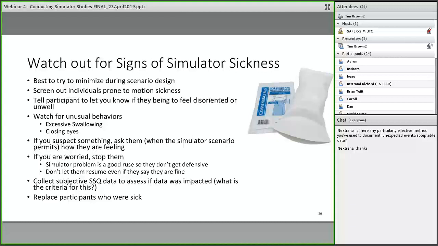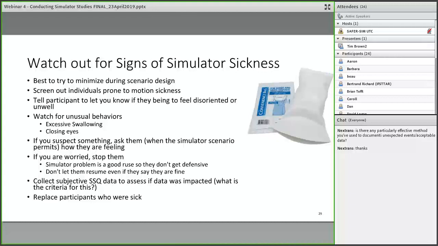Things we watch for. We've got some training videos that are kind of old and quirky about things that we watch for, but you watch for things like unusual excessive swallowing or closing their eyes repeatedly. Those can indicate maybe they're starting to feel nauseous, or maybe they're getting some ocular motor issues going on in terms of disorientation because of the flow of the environment.